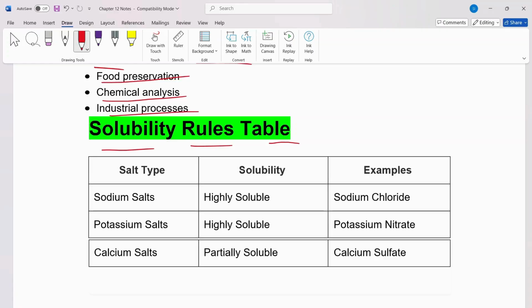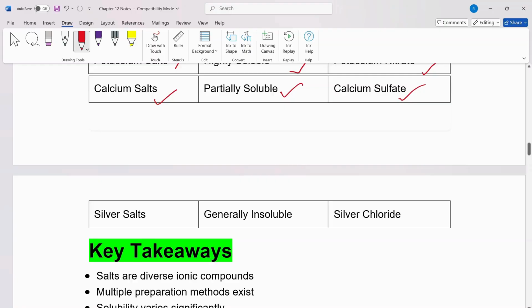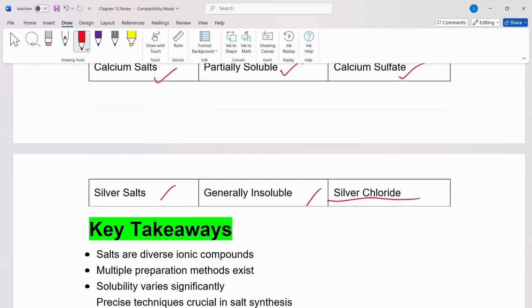Solubility rules table. Salt type is sodium salt. Solubility is highly soluble. Example is sodium chloride. Then we have potassium salt. They are also highly soluble, and an example is potassium nitrate. Then we have calcium salts, partially soluble, and an example is calcium sulfate. After that, we have silver salts. They are generally insoluble, and an example is silver chloride.